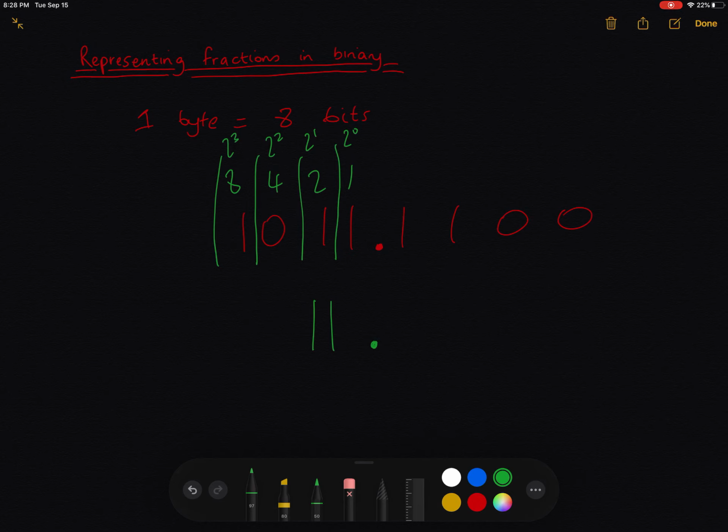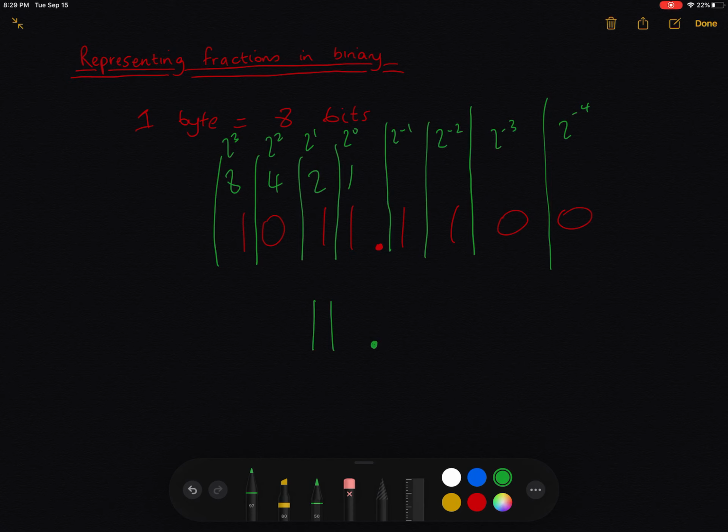Now, if we go to the other side of the point, what's going to happen? Actually, all that happens is these still represent powers of 2, but they go negative. So this represents 2 to the power of minus 1, this is 2 to the power of minus 2, this is 2 to the power of minus 3, and this is 2 to the power of minus 4.